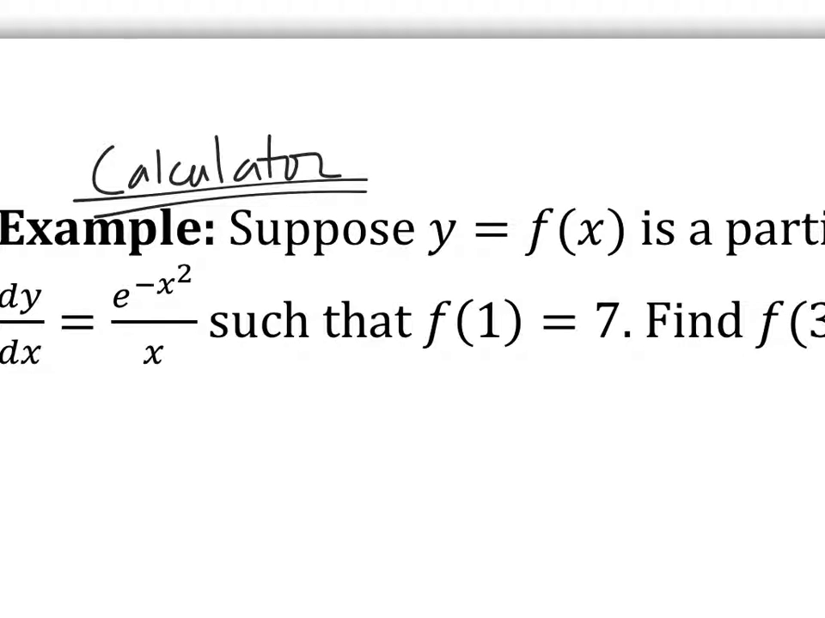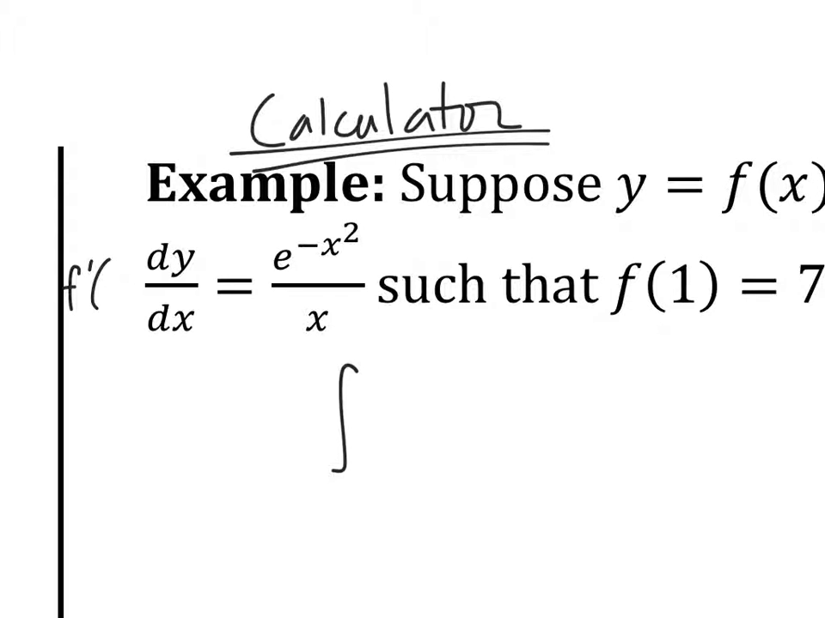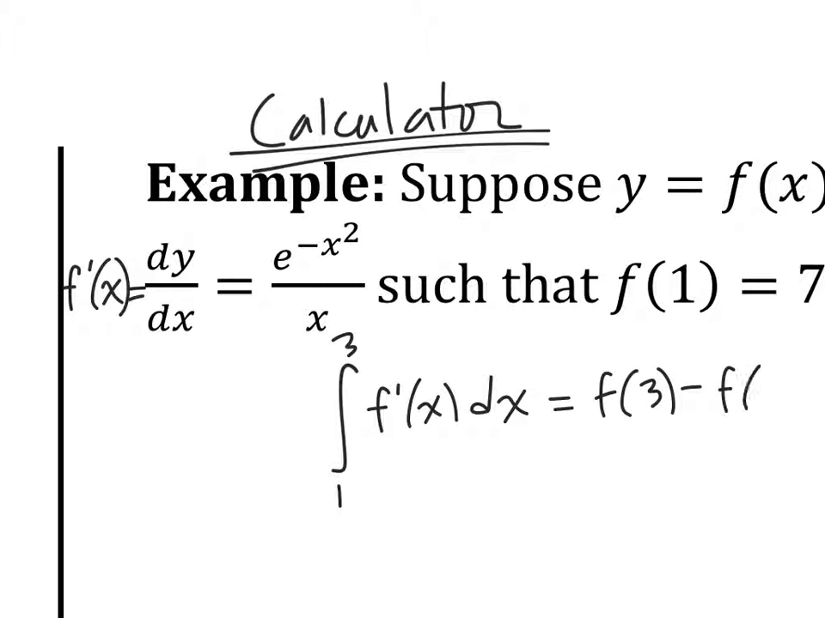So this is basically saying that f prime of x is equal to this whole thing. And so the integral of f prime of x dx. And since they give you two conditions, or two things, one is a condition, the other one is what you want to find, you can just use FTC part 2. So this is from 1 to 3, which you know that this is really just f of 3 minus f of 1.